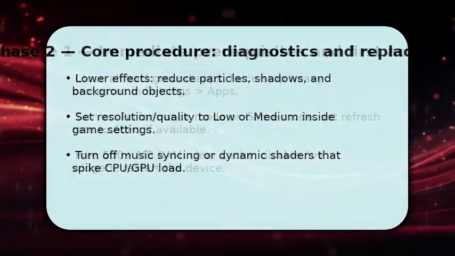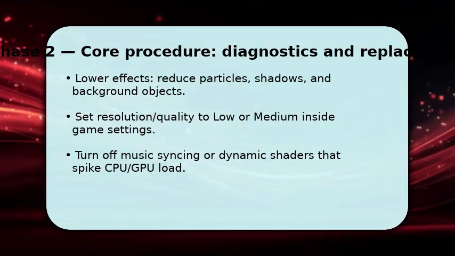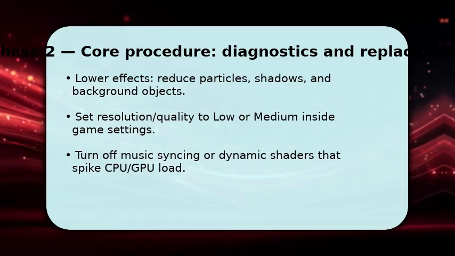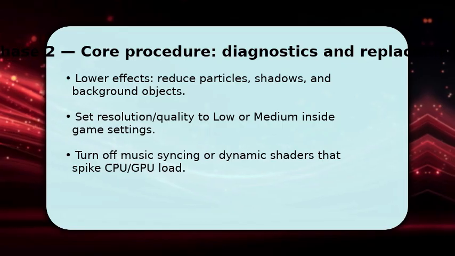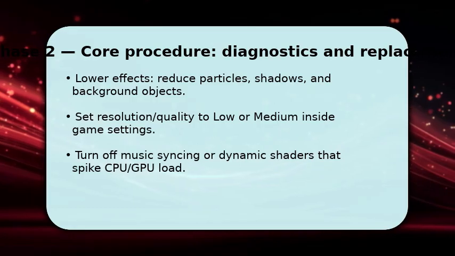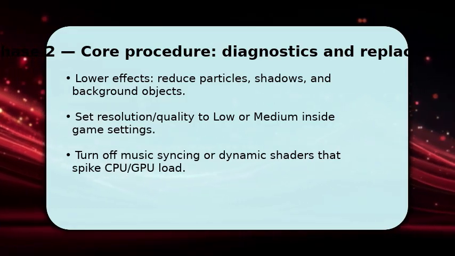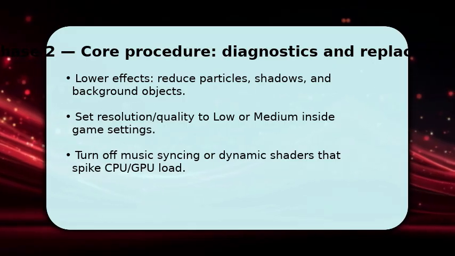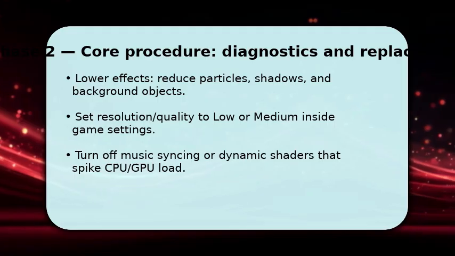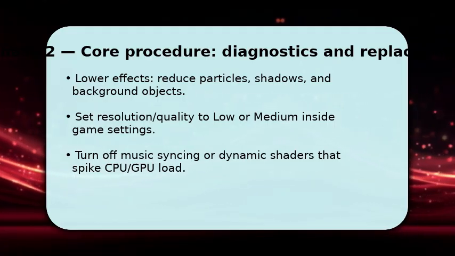These immediate changes stop the biggest causes of lag, so the game can run consistently. You now adjust the game's internal settings so the renderer does less work. Reduce particle counts, disable shadows and animated backgrounds, and set the in-game quality to low or medium. This directly cuts draw calls and GPU load. Make sure to turn off any music syncing or dynamic shader effects, because those can cause CPU spikes mid-run. Once these are changed, test a short level. If frame drops persist, repeat with one more option lowered, and keep the changes that give smooth play.